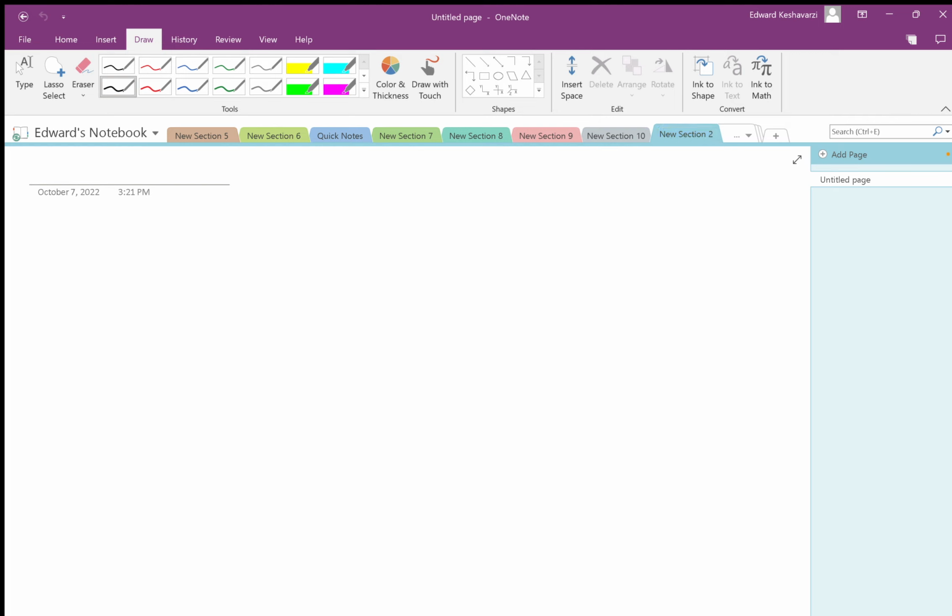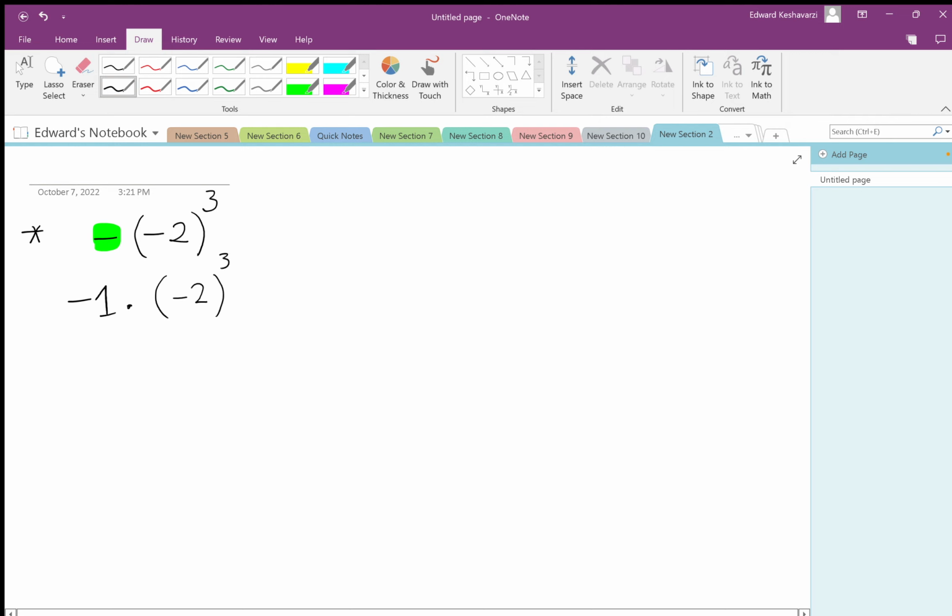Let's do another example. So what would be the value of negative 2 to the power of 3? This example is important because the number of negative numbers that we see here sometimes is confusing for students. So you need to treat this negative as negative 1. So it means this expression is no different from negative 1 times 2 to the power of 3. So you can treat negative as always as negative 1.